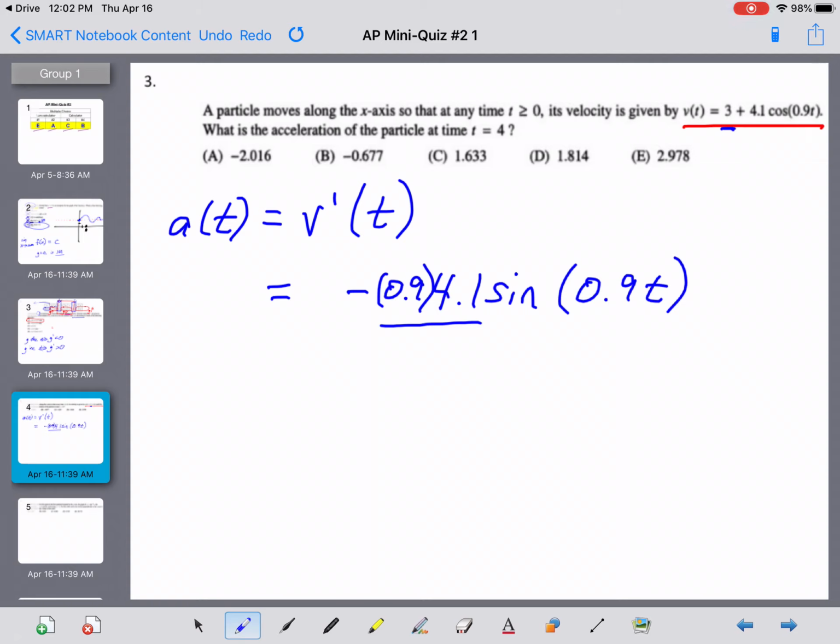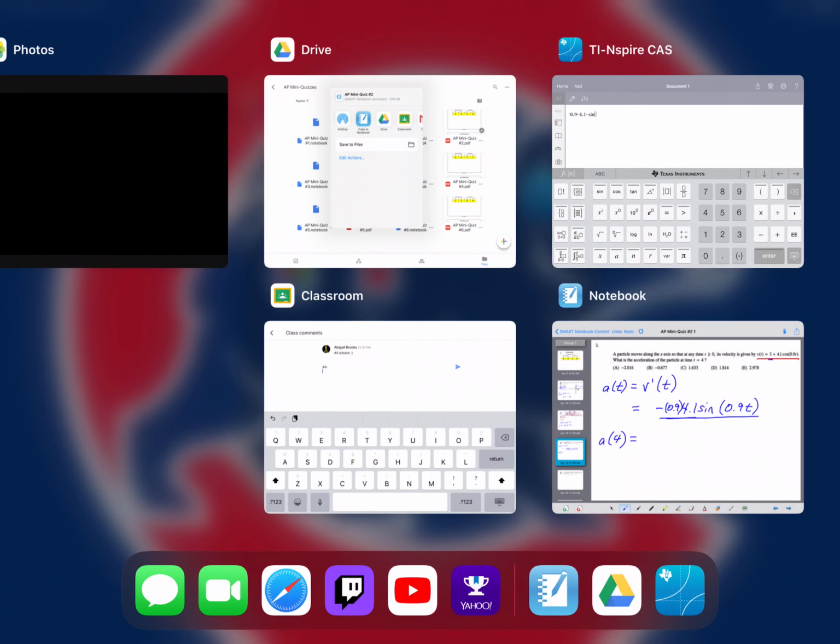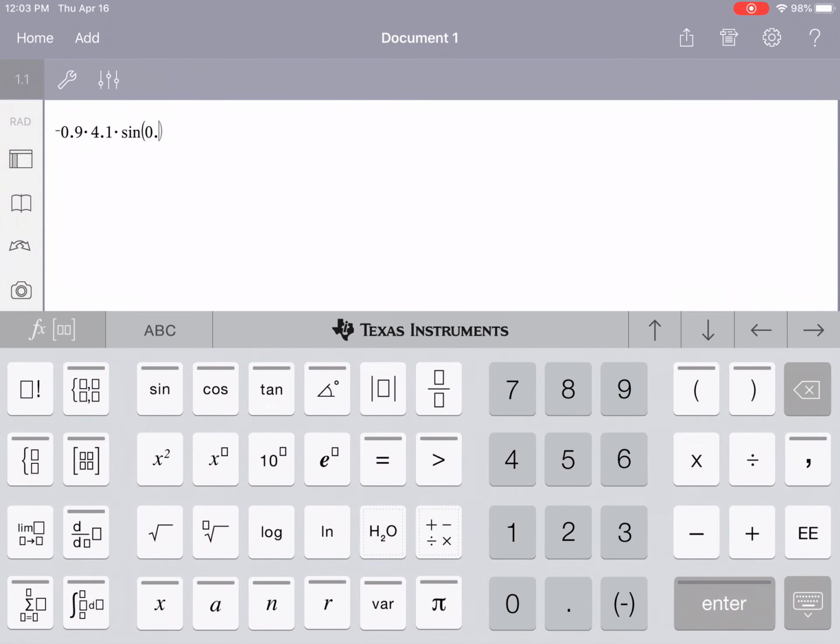They asked what's the acceleration of the particle at 4, so now I think we can go ahead and evaluate a of 4, and there's really no harm in just typing this into the calculator the way it's written. So let me switch over here and see if I can do this with you guys. So we have a negative 0.9 multiplied by 4.1 times the sine of 0.9t. But that t value we wanted to put in here was 4. So we're going to put all that together and get 1.6329. I have to change a setting on that. Rounded to 3 decimal places, guys.